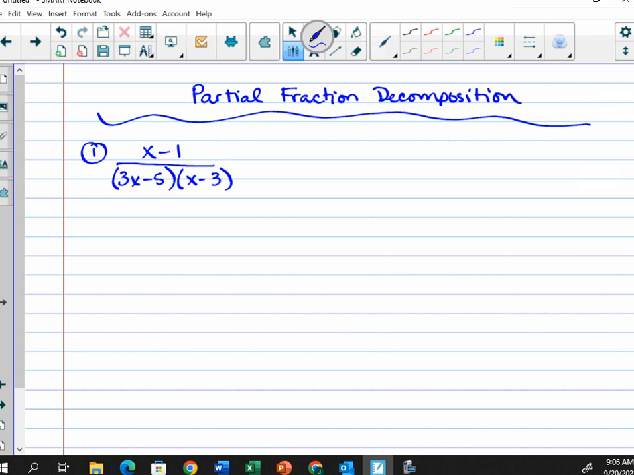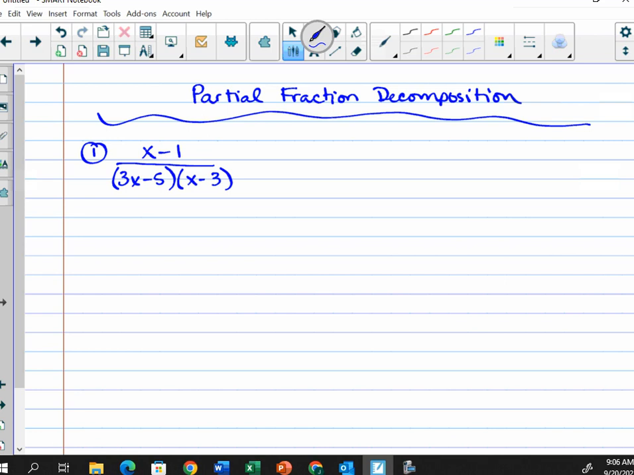All right, so we've got this fraction, x minus 1 over 3x minus 5 times x minus 3. We're sort of doing the reverse of finding common denominators. So instead of starting with these two fractions, finding a common denominator and combining them into one fraction, we're now starting with the one and splitting it up into the two original fractions, okay?